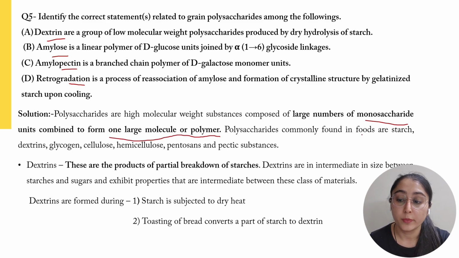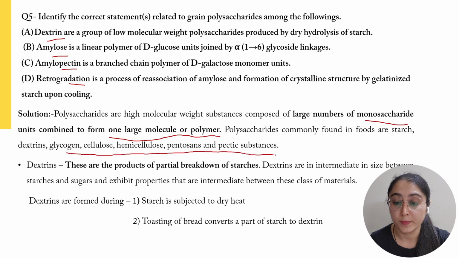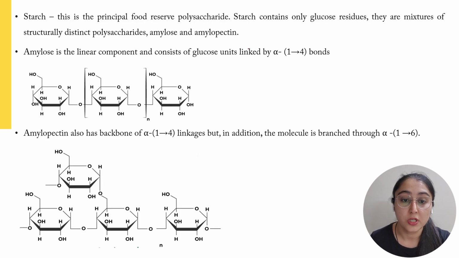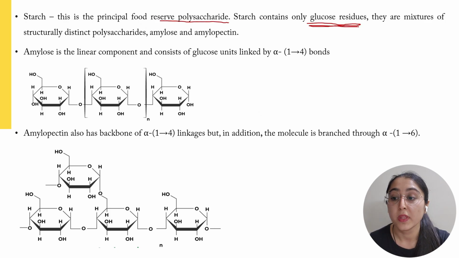Now, polysaccharides are commonly found in foods such as starch, dextrin, glycogen, cellulose, hemicellulose, pentosans, pectic substances. Now, let us look at the first polysaccharide we will discuss, which is starch. Now, starch is basically the principal food reserve polysaccharide, and starch only contains glucose residues which are basically joined together. Now, there are two types. We can have amylose or amylopectin.